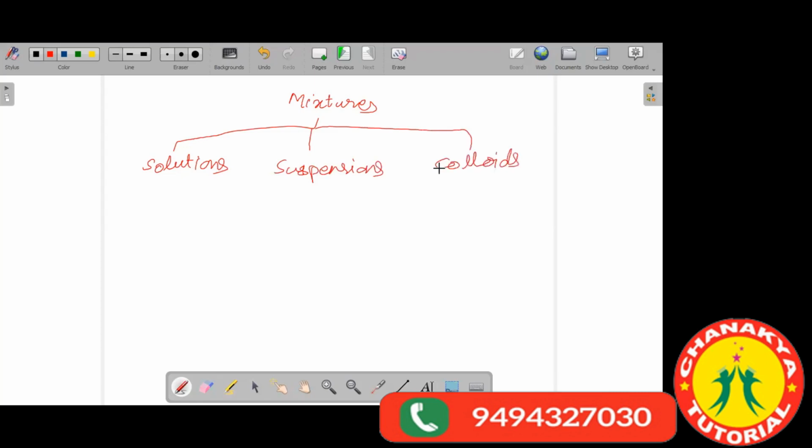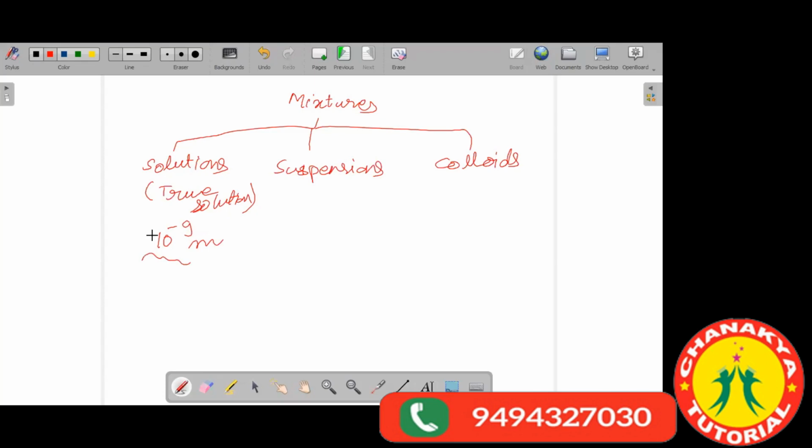Okay, so suspensions and colloids. Now, what are solutions, suspensions, and colloids? Solutions we have discussed, they are also called true solutions. And here, the size of the particles is very small. The size of the particles is approximately 10 to the power minus 9 meter, which is a nanometer. So in the case of solution, the size of solute and the solvent particles is very small.